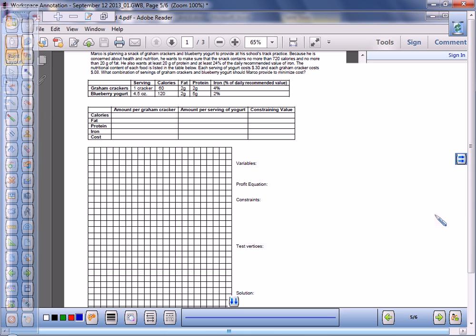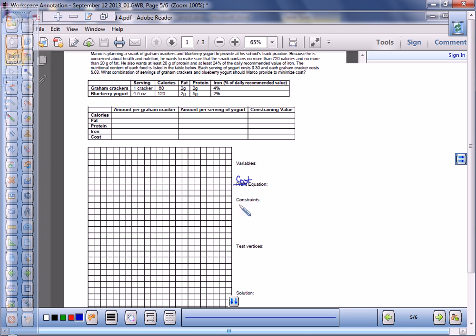Okay, so we're minimizing cost this time. That's our objective function. So, should we have a profit equation here? No. Our objective function is to minimize cost. So we should have a cost equation. So if everybody would write that, then we can get going.